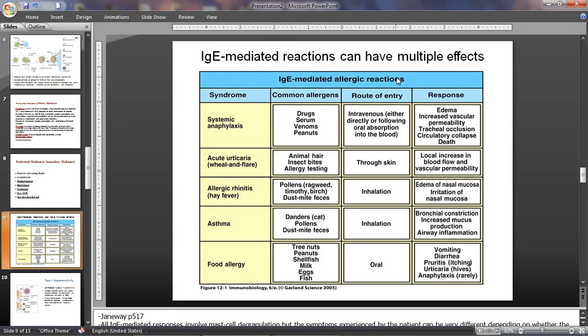Acute urticaria. The common allergens could be animal hair, insect bites, and allergy testing. The route of entry is through the skin. You might have experienced an insect bite. There is a local increase in blood flow, giving you a reddish patch. The local swelling of the skin and the local edema of the skin are also due to the increased vascular permeability.